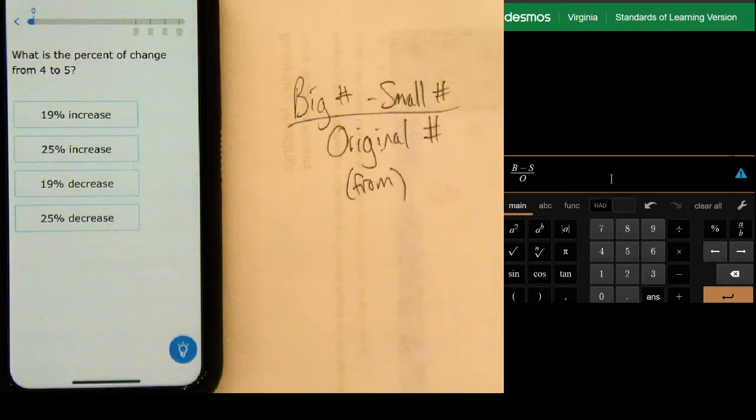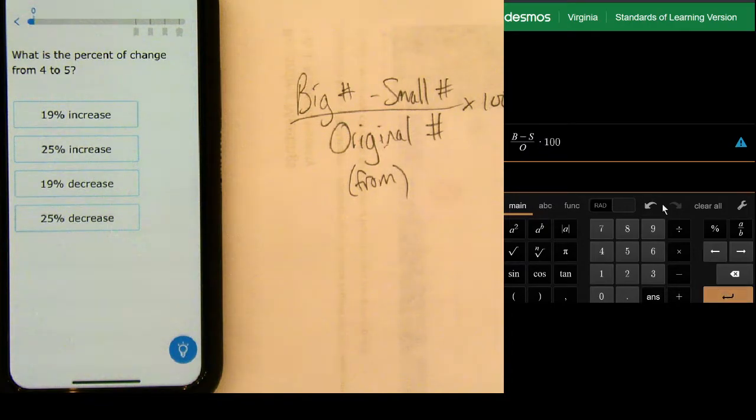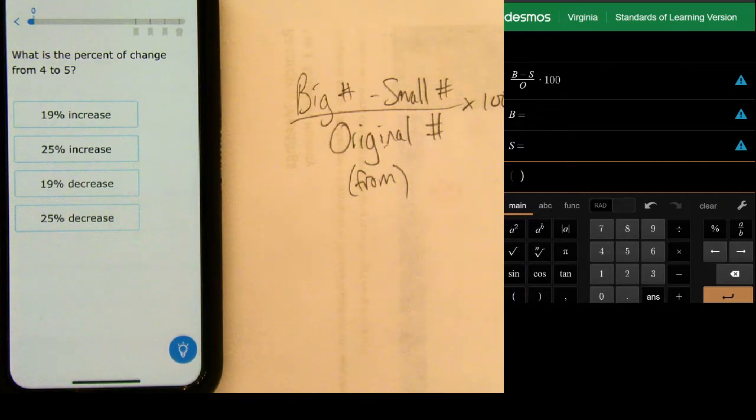I also need to make sure I'm doing a very important part. You have to multiply by 100 to get that percent of change. So I'd say times 100 to get that percent of change. Now it says there are too many variables, so you have to define what those are. I'm going to say I have my big number, so b is equal to, I have my small number, and I have my original number, which is going to be an O. O is equal to.